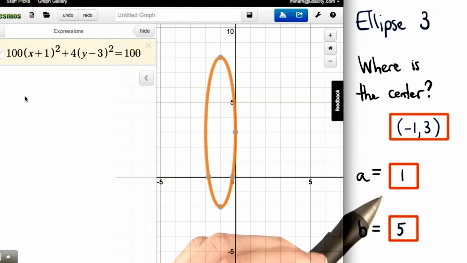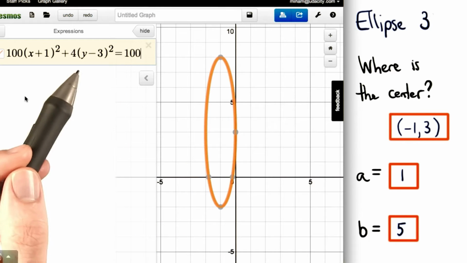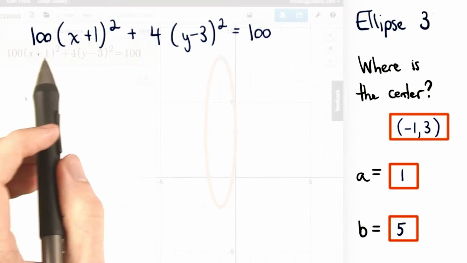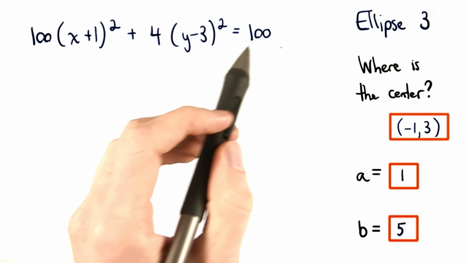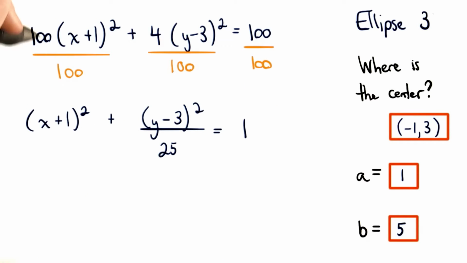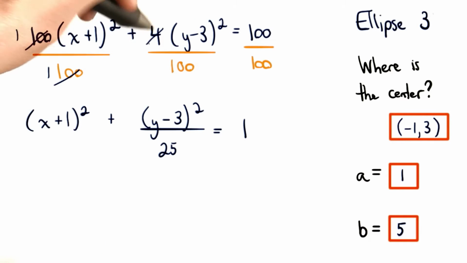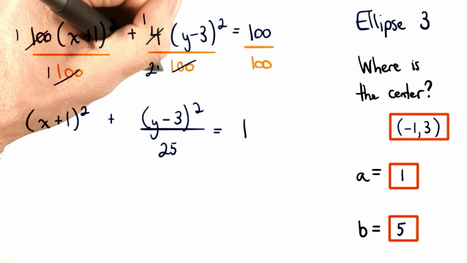So now we need to find the values of a and b. What we should do is take our equation and divide through by 100. That will set our equation equal to 1. So here's my original equation, and now we're going to divide each term by 100. 100 divided by 100 equals 1, so this will simplify. And then we have 4 divided by 100. Well, 4 divided by 4 equals 1, and 4 divided into 100 equals 25.